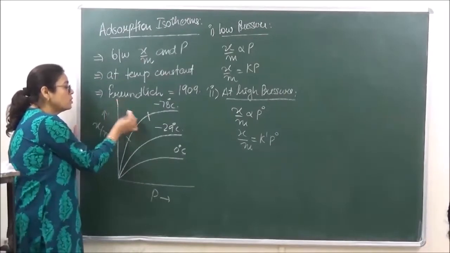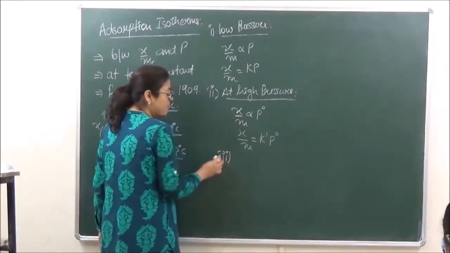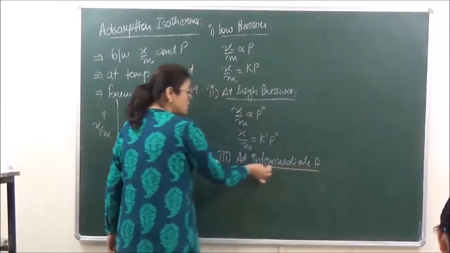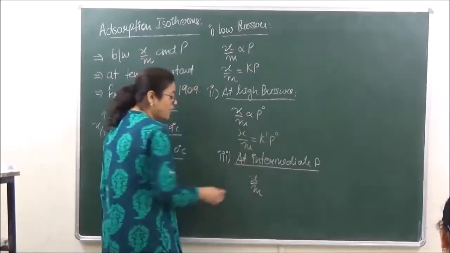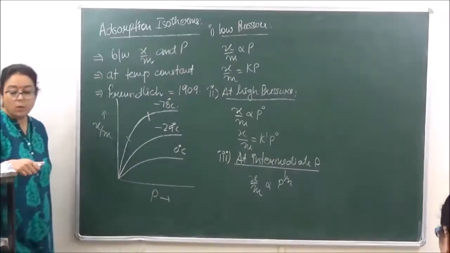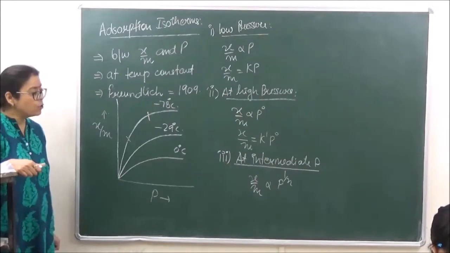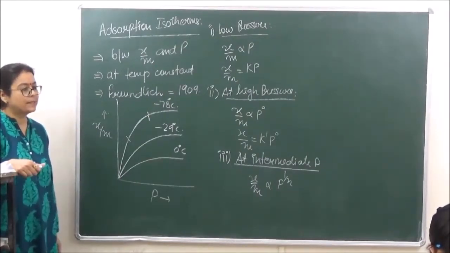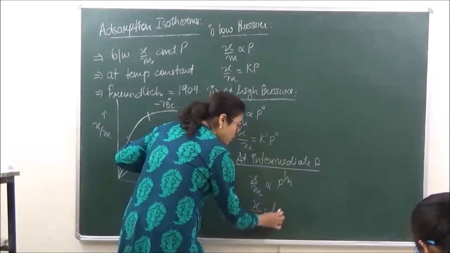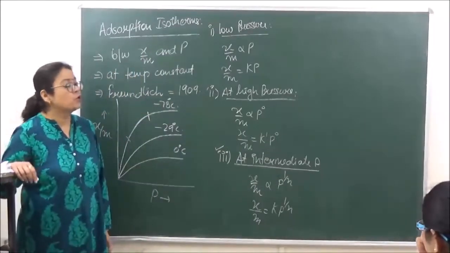The best expression, or the most favorable expression given by Freundlich, was at intermediate pressure. So when we are looking at the expression at intermediate pressure, x upon m is directly proportional to p raised to power 1 by n, where n was any integer, and the value of n was anything between 0 to 1. So now this expression becomes x upon m is equal to K p raised to 1 by n. This expression at intermediate pressure explains the Freundlich adsorption to the best of extents.